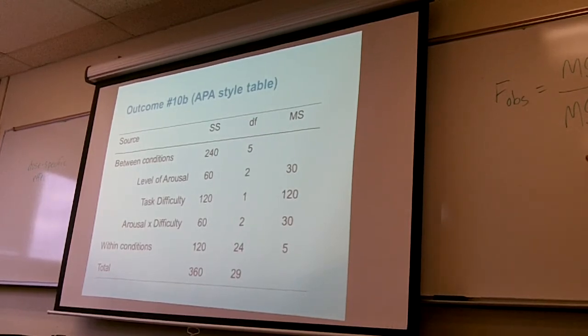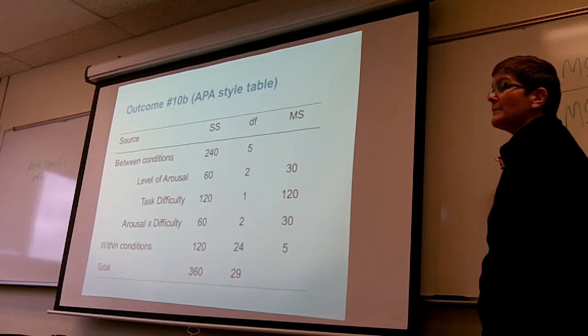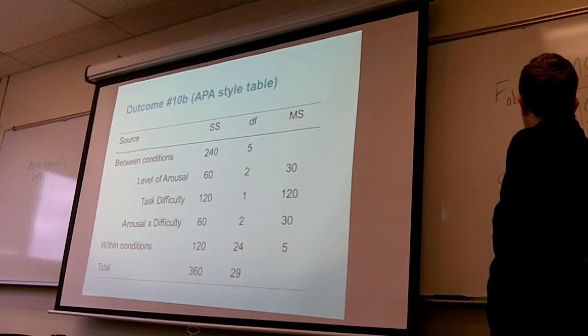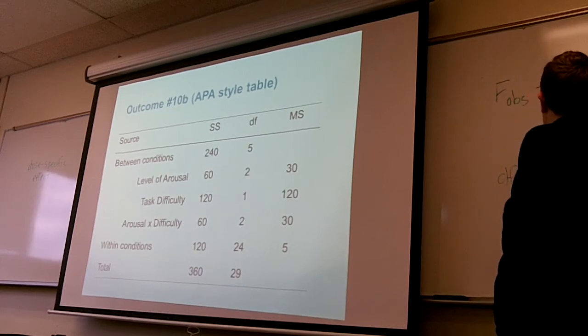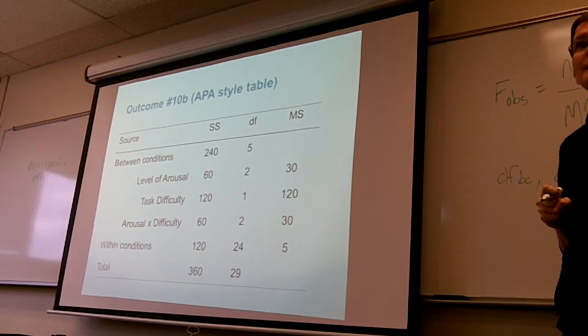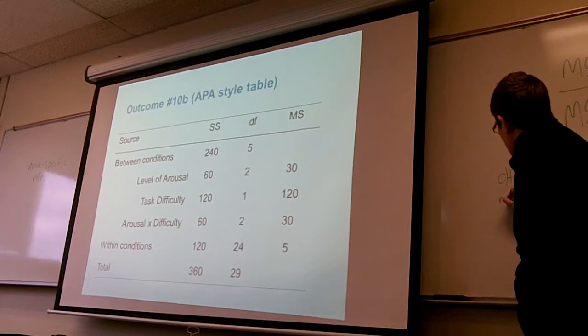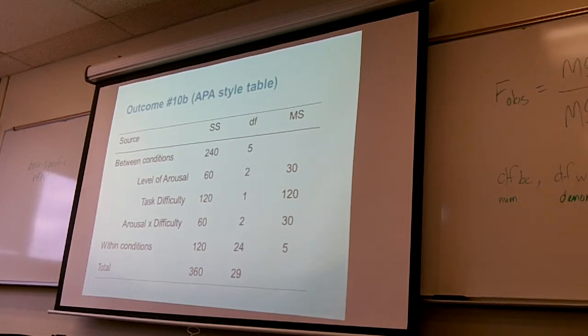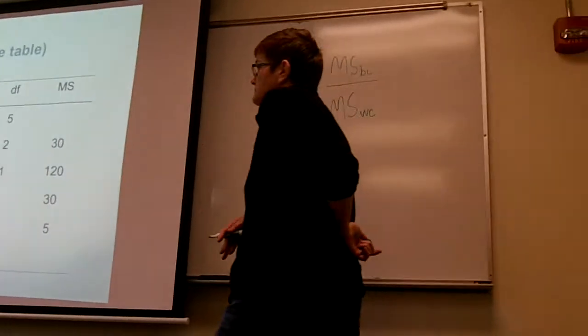Okay, but that's what we would do, right? And if we wanted to look up F critical, we'd use degrees of freedom between conditions and degrees of freedom within conditions, right? So look it up. This would be numerator, and this would be denominator, right? Are you with me so far? Nothing too crazy. All right.